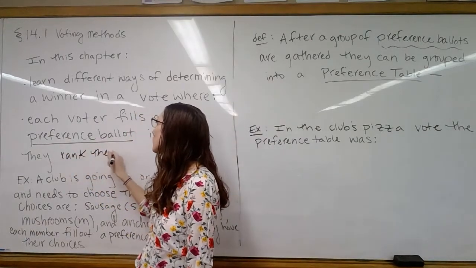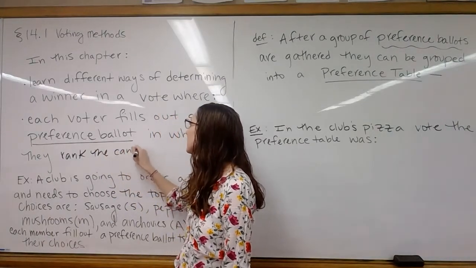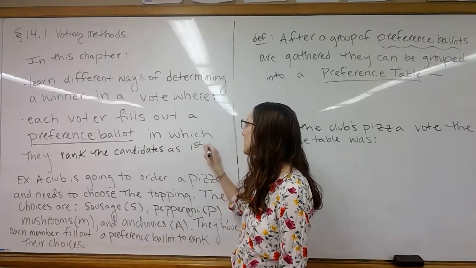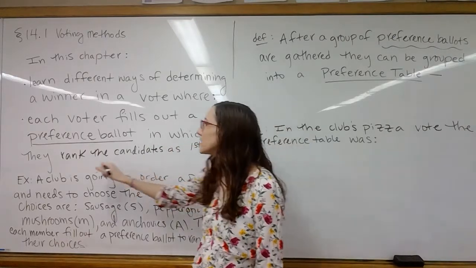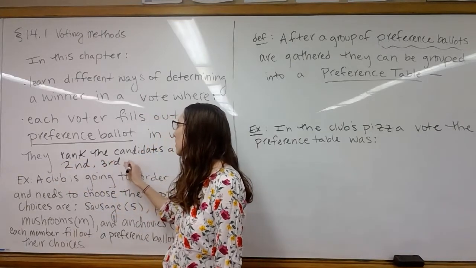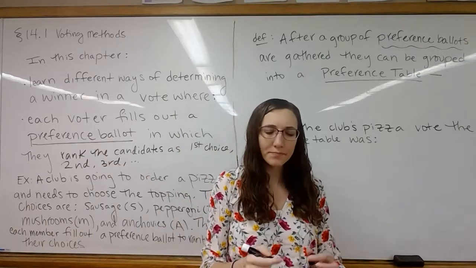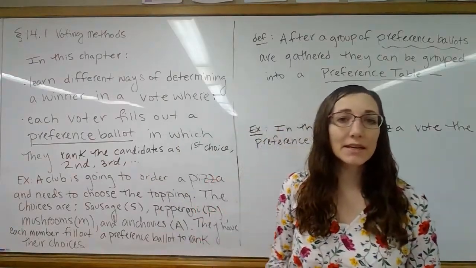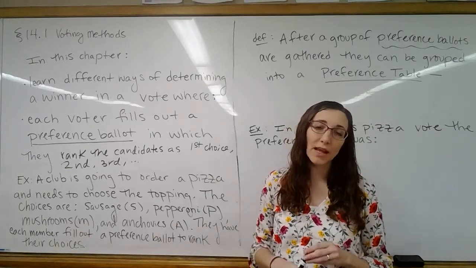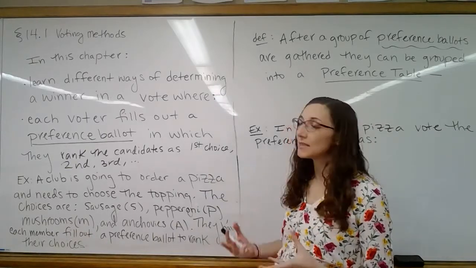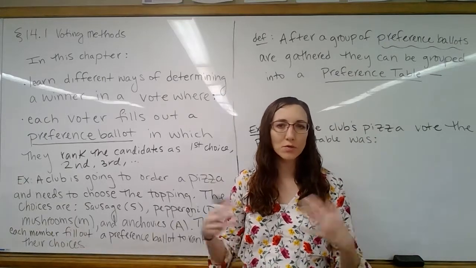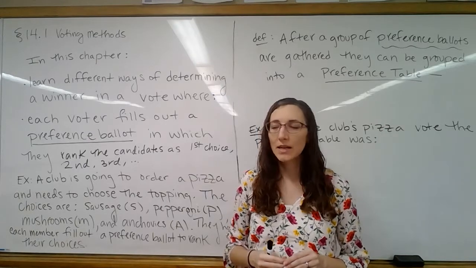their choices. So they rank the candidates as their first choice, second choice, third choice, and so on, until they've listed everybody. And it turns out that the methods for picking a winner can vary drastically. There are lots of different voting systems, voting methods that we can use to try and pick a winner once we get all of those ballots collected.